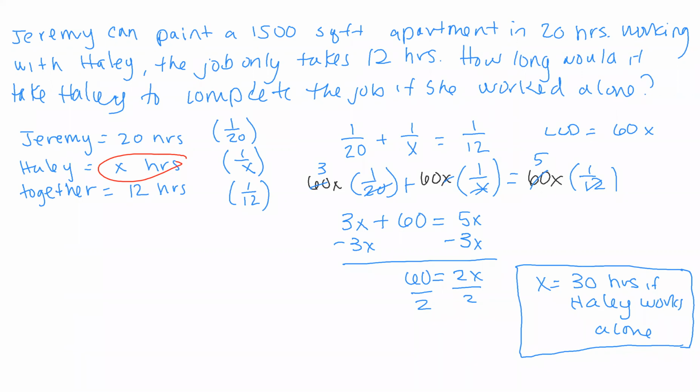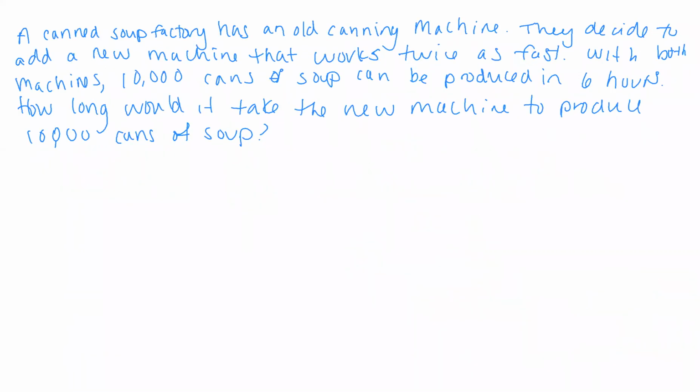Now, there are some examples where you have more algebra involved, and this is a good example here. So we have a canned soup factory has an old canning machine. They decide to add a new machine that works twice as fast. With both machines, 10,000 cans of soup can be produced in 6 hours. How long would it take the new machine to produce 10,000 cans of soup? So we have the old machine and we have the new machine, and we've got to figure out a little bit before we even start setting up our equation.